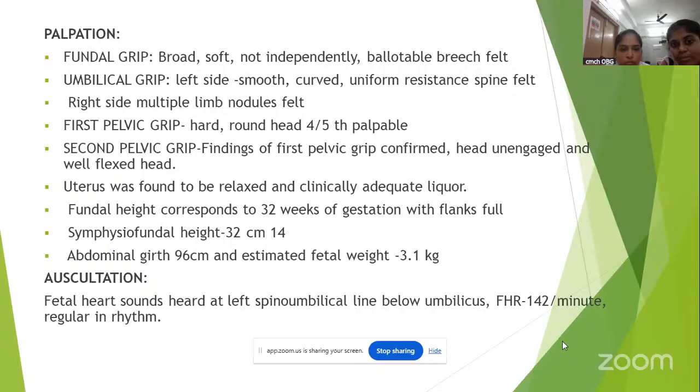There are about 10 causes for the delayed engagement in a primi. It can be because of full bladder, ma'am. Wrong dates. In case of placenta previa, tumors, polyhydramnios, ma'am. Multiple pregnancies and tumor complicating either in the lower uterine segment, ma'am, or fibroid.